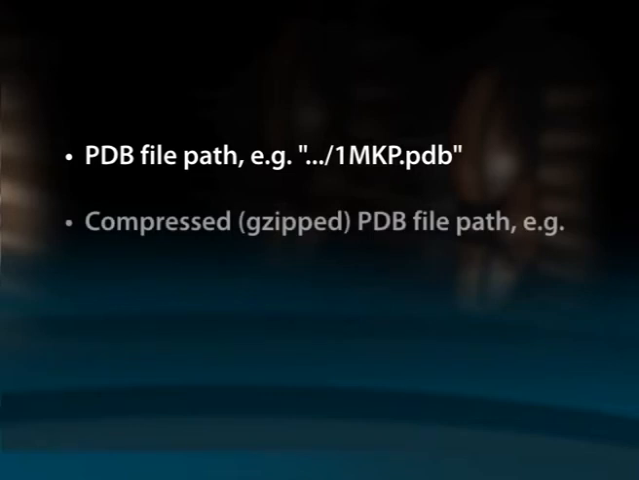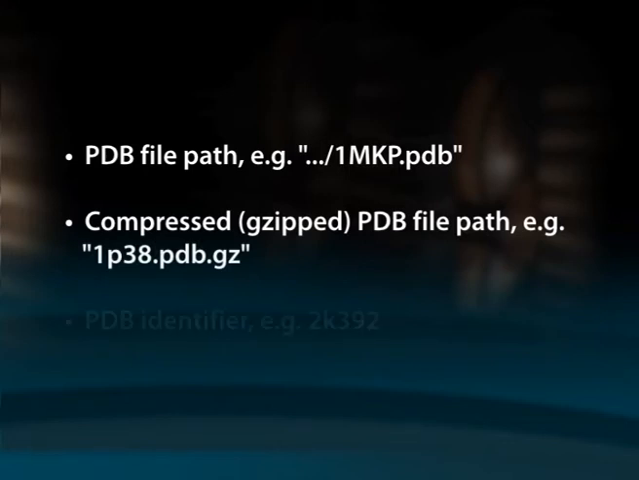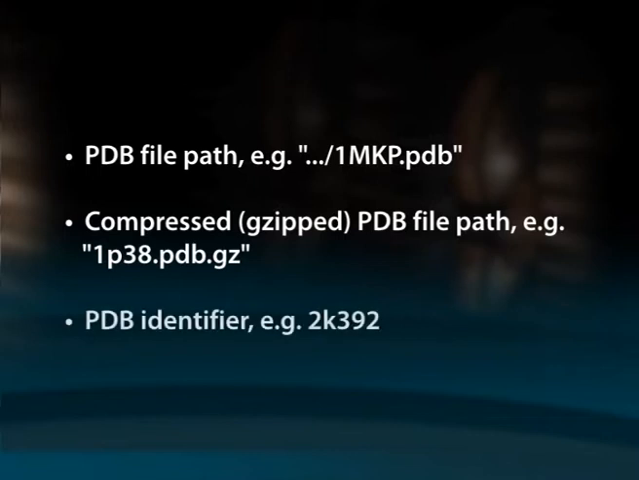Three types of input are accepted from the user. First type is a PDB file path, for example something/1nkp.pdb. Second, a compressed gzipped PDB file path, for example 1p38.pdb.gz. And the last is a PDB identifier, for example 2k39, etc.